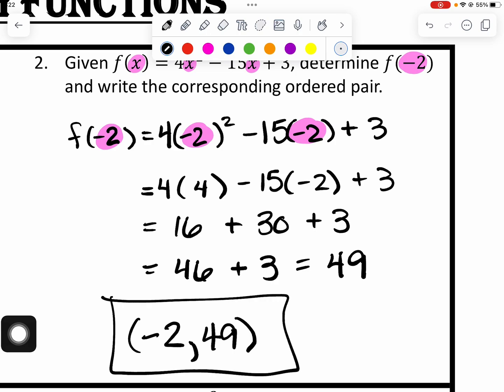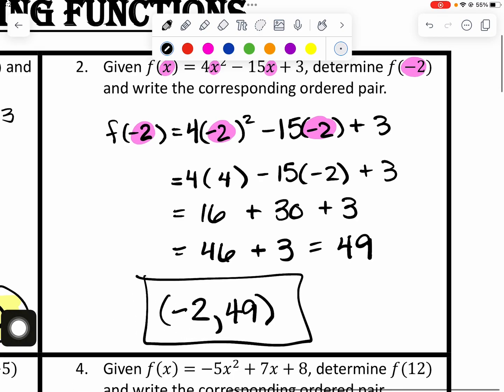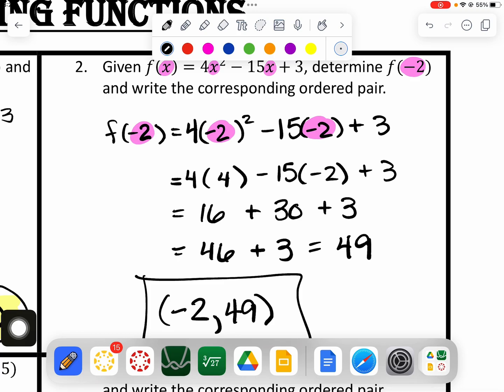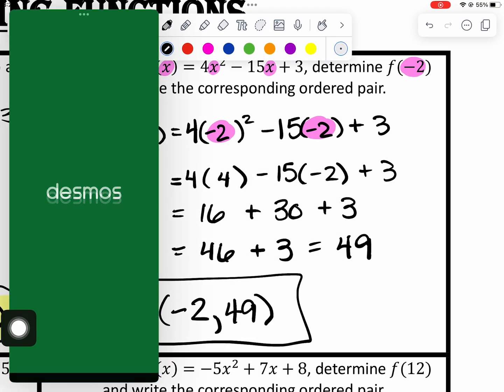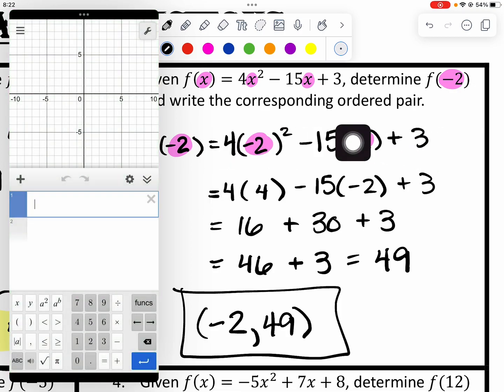So given f of x equals 4x squared minus 15x plus 3, f of negative 2 equals 49. Our corresponding ordered pair is negative 2, comma, 49. Just a quick note, if you'd like, you can absolutely use a calculator for this. Write this out and then enter it in exactly the way that you see it on your screen.